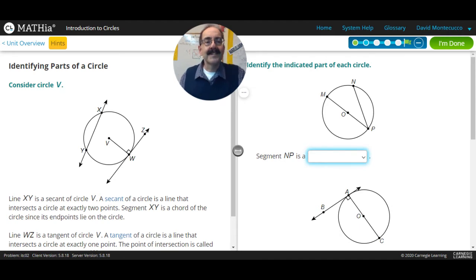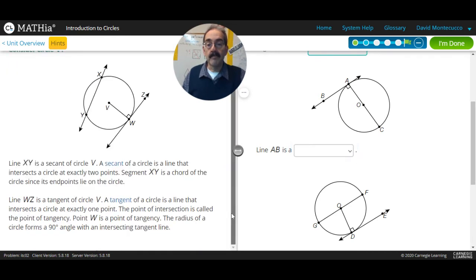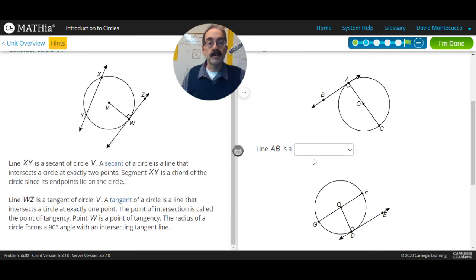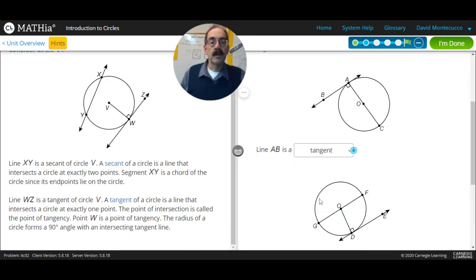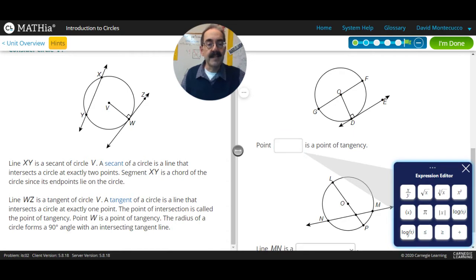All right. Segment NP is a chord. AB, tangent. Okay, remember the tangent to the circle: tangent, where it touches at one spot and one spot only. Point of tangency is D.